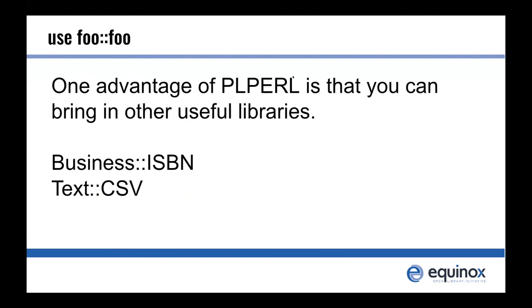And you can bring in other useful libraries, so long as they're available on your system. Business ISBN is particularly useful for looking at those darn 020 A's and Z's and doing things like converting the 10 digits to 13 digits and all that other stuff so you don't have to reinvent the wheel. And things like text CSV, if you have any kind of delimited data you want to conveniently break up and manipulate. Sure, you can split it up manually and do stuff with it, but why reinvent the wheel?